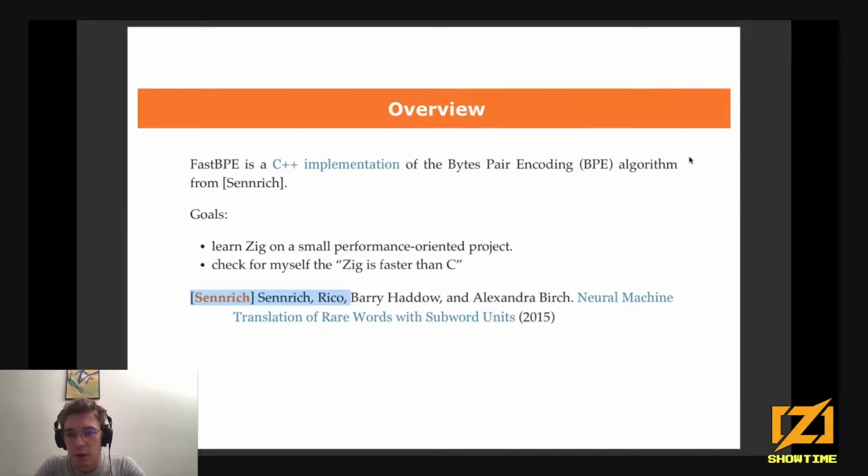And I wanted to learn Zig. I thought it would be a good fit because there's 500 lines of code, so it was a small project. And I was impressed by the Road to 1.0 talk from Andrew, and I wanted to check this claim that Zig can be faster than C.